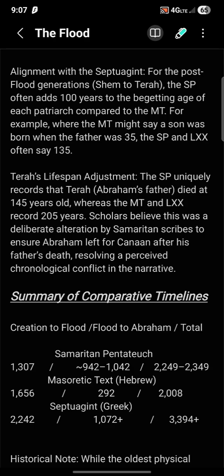Terah's lifespan adjustment. The Samaritan Pentateuch uniquely records that Terah, Abraham's father, died at 145 years old, whereas the Masoretic text and the Septuagint record 205 years. Scholars believe this was a deliberate alteration by the Samaritan scribes to ensure Abraham left for Canaan after his father's death, resolving a perceived chronological conflict in the narrative.